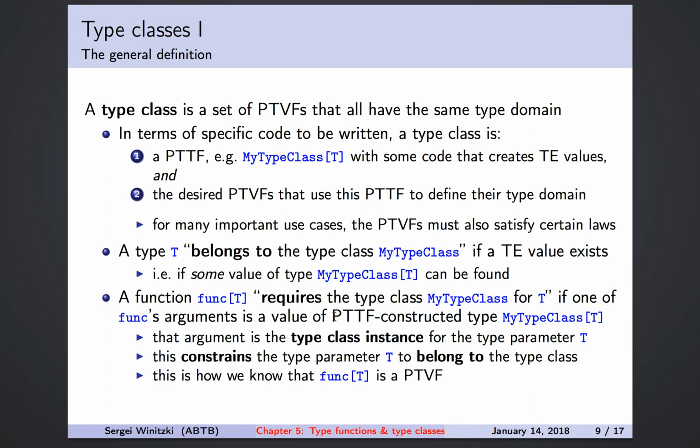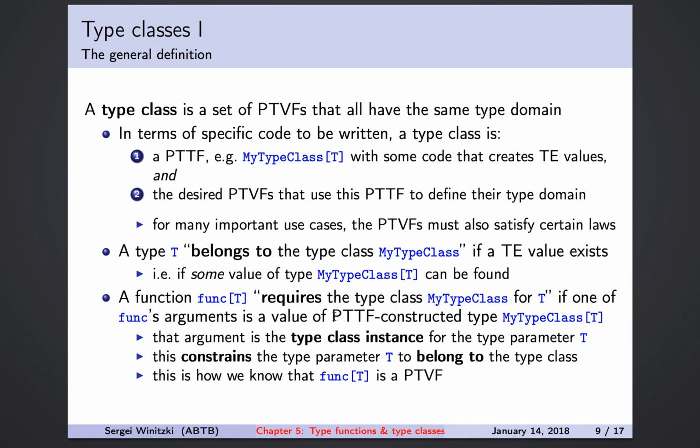Which means that, for example, you can have plus, minus, times, divide, let's say, and they all have the same type domain, which is numbers that can be added, subtracted, divided, and so on. So instead of saying type class, we could say some partial type to value functions that somebody has defined. That's the same thing.